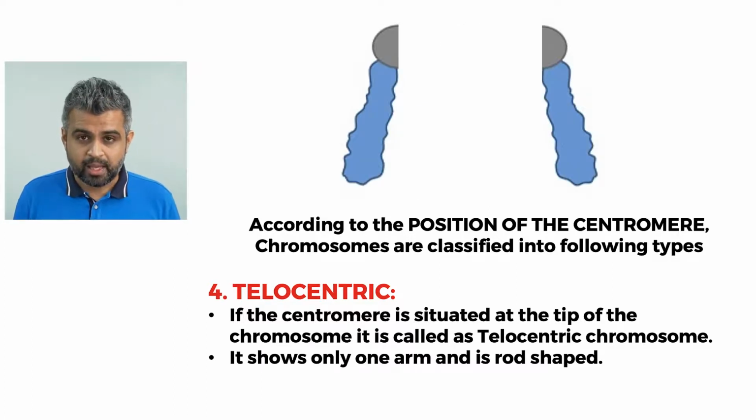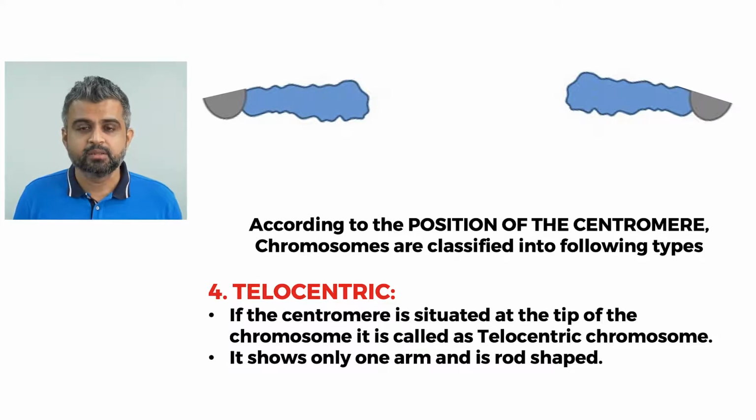Now, as you pull the centromere towards the opposite poles, this is what you will see. That is why they say that it shows only one arm and is rod shaped. So you have V, L, J and rod shaped. Metacentric is V, submetacentric is L, acrocentric appears like J, and finally telocentric appears as a rod. Some books also mention it as I shape.